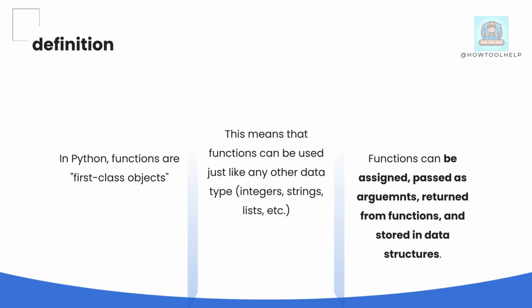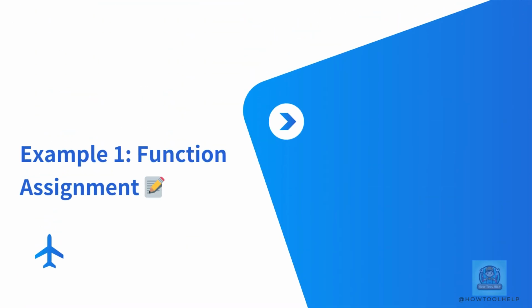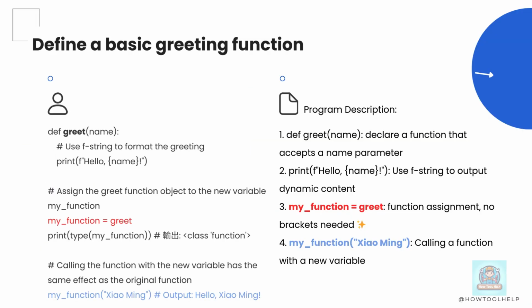Example 1. Assigning functions to variables. Let's begin with the first example, assigning a function to a variable. Code explanation. 1. We define a function greet that takes a parameter name and prints a greeting. 2. We assign the function greet to a variable my_function. Note, there are no parentheses in the assignment because we're assigning the function object itself, not executing it. 3. Finally, we call the function using my_function, achieving the same effect as calling greet directly.